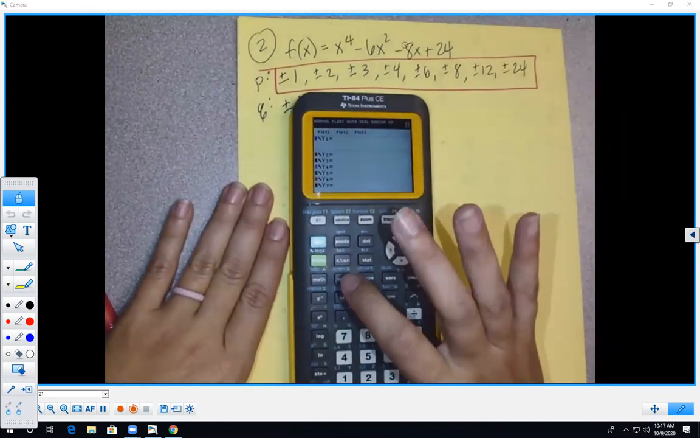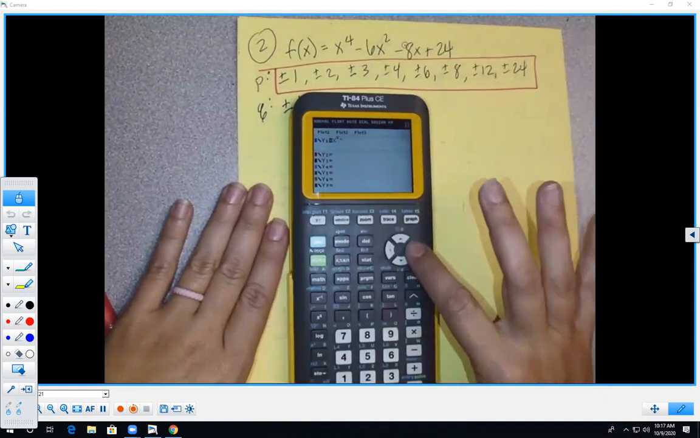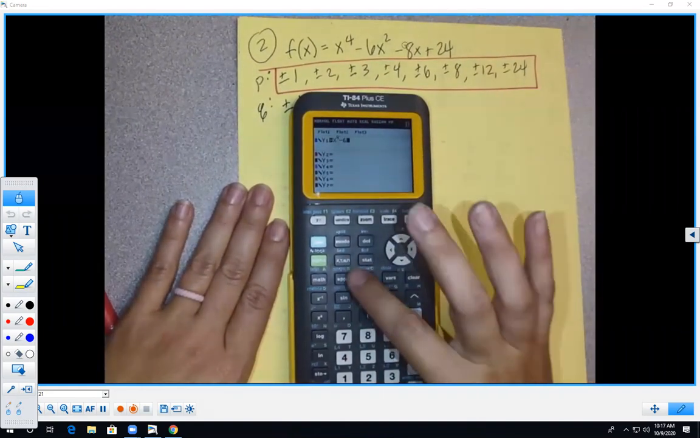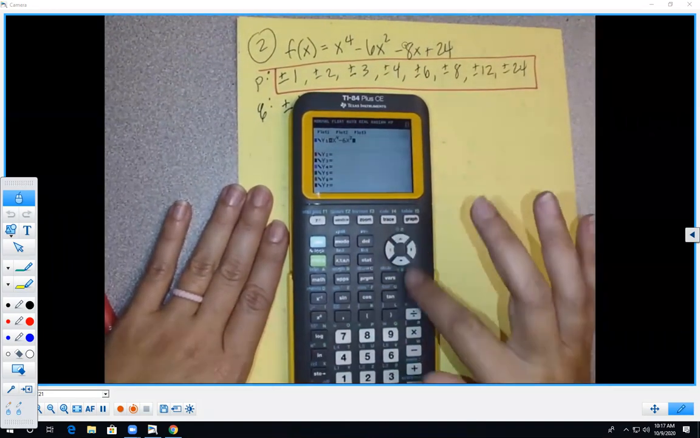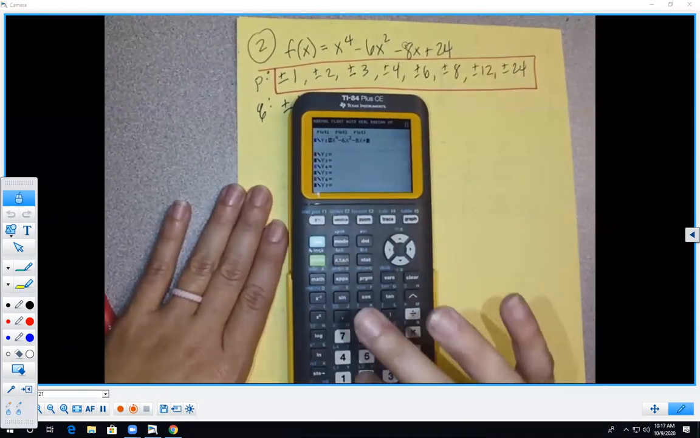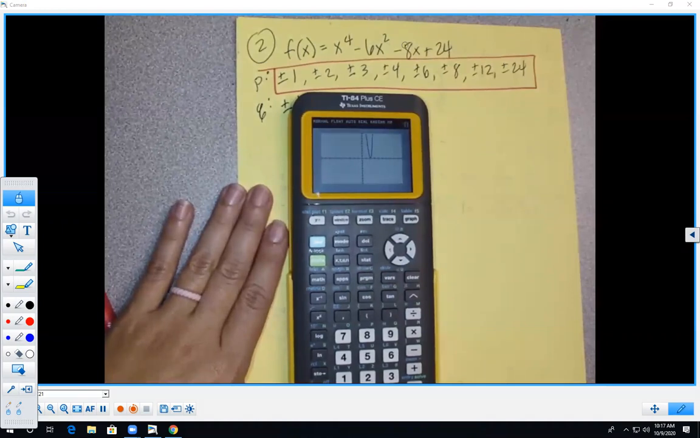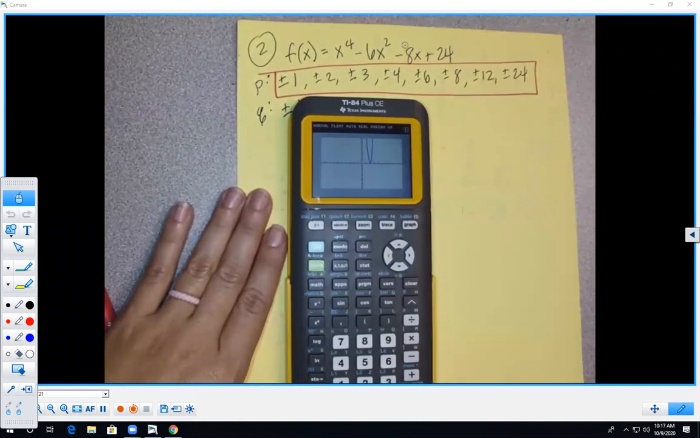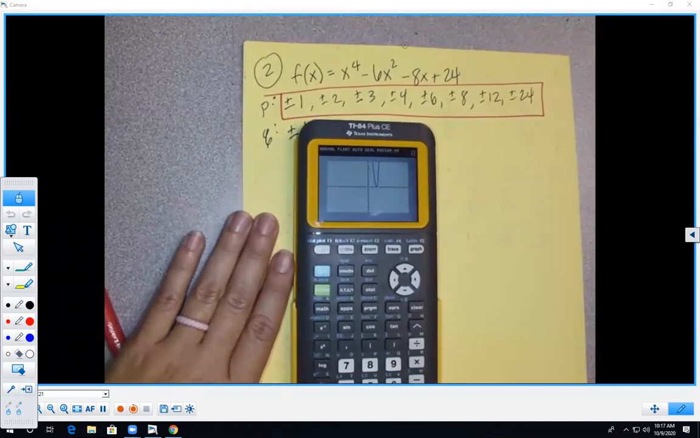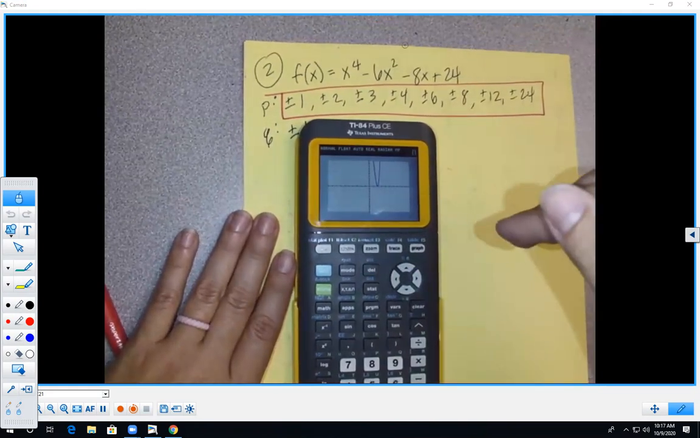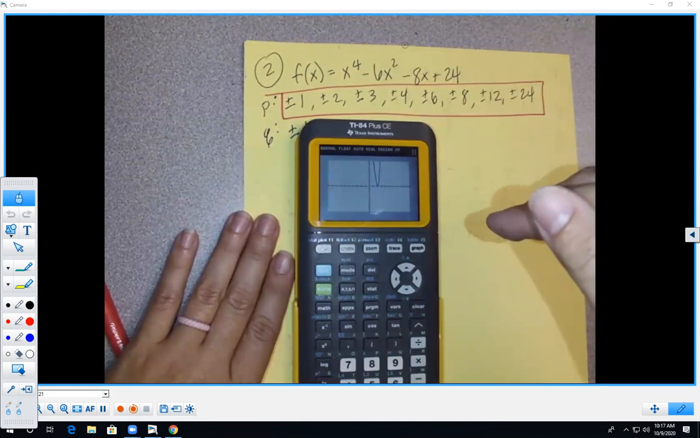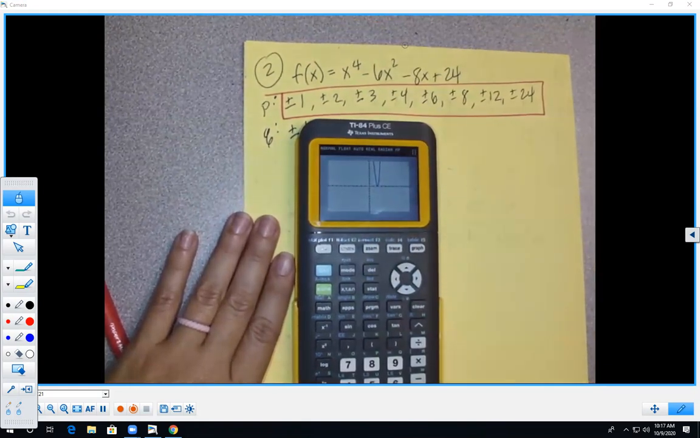So x to the 4th minus 6x squared minus 8x plus 24. Okay, so I'm only seeing a piece there. Where does it touch the x-axis at? 2. And it does something special. Does it cross the x-axis at 2? It bounces off of that. What does that tell me if it bounces off of it?